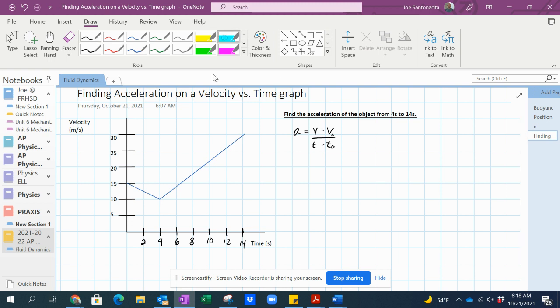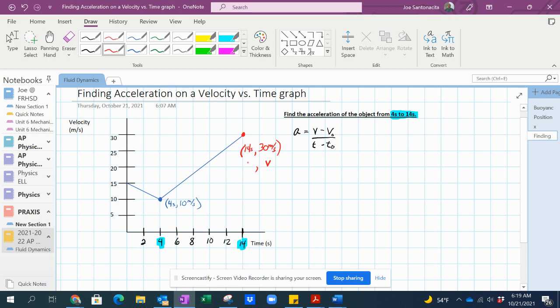So between 4 and 14 seconds, which I'll highlight the time frame here, we're going to find the 2 points at each of those times. At 4 seconds, we find out that the object is moving 10 meters per second. And at 14 seconds, we see that the object is moving at 30 meters per second. So these are the two pieces of information we're going to use to figure out the acceleration.